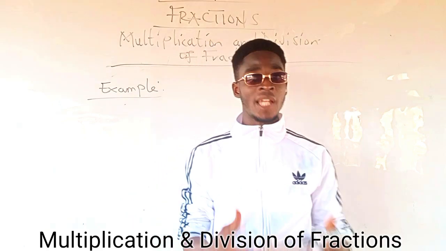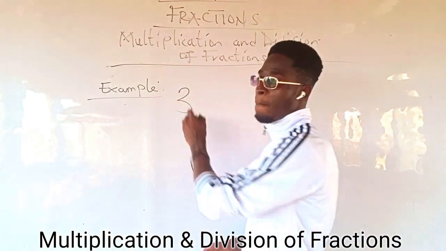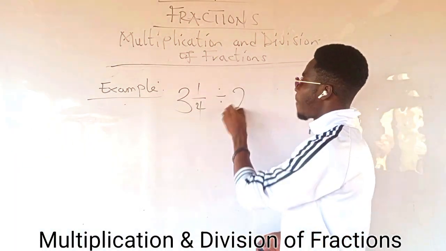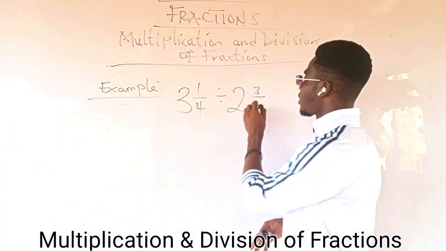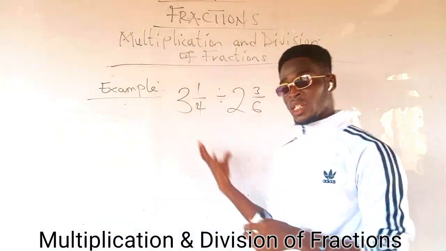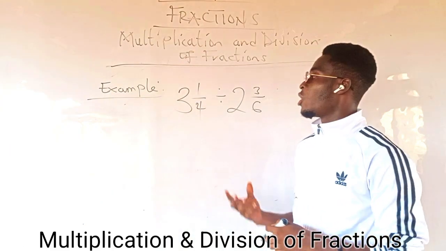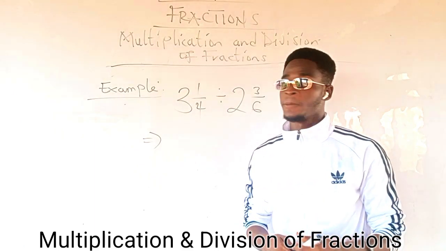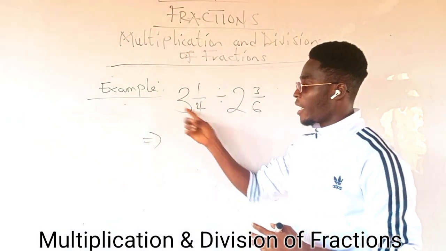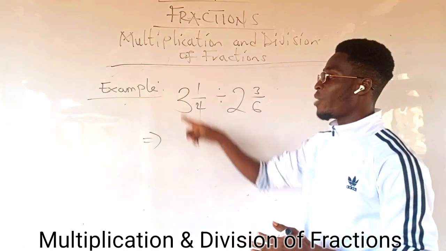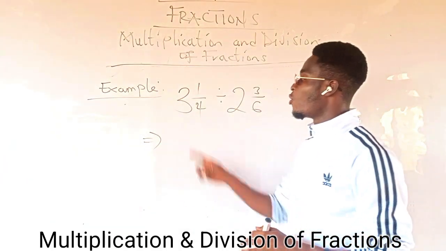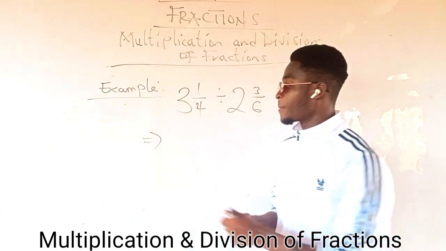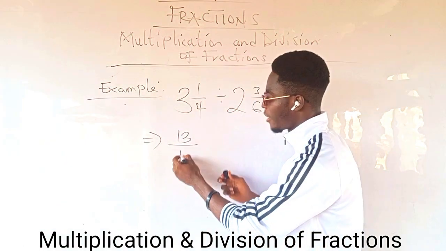Okay, so taking our second example, let's say we have 3 whole number 1 divided by 4, divided by 2 whole number 3 divided by 6. Before we solve this question, we need to change the mixed fraction into an improper fraction. We do that by multiplying the denominator by the whole number, then we add it to the numerator. So 4 times 3 will give us 12, then 12 plus 1 will give us 13. So we have 13 divided by the denominator.